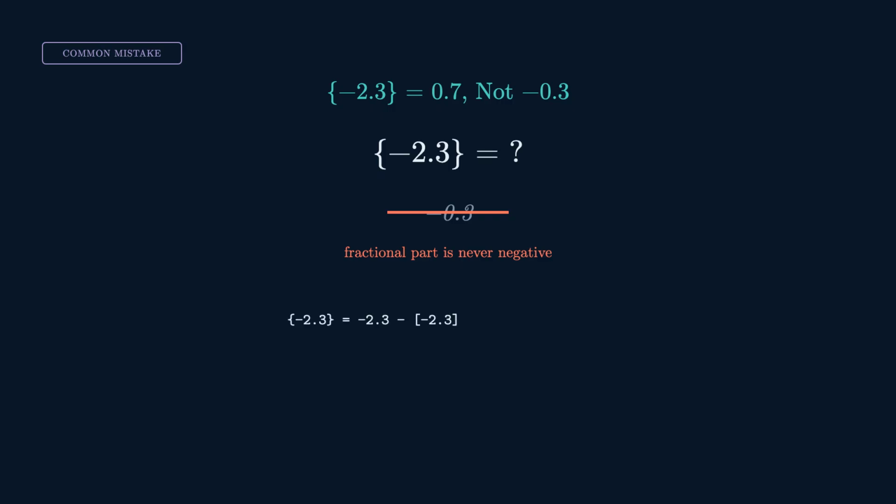Run the definition, x minus the floor. That's negative 2.3 minus negative 3, because the floor steps down to negative 3. 2 negatives, and you get 0.7. Sitting right where it should.